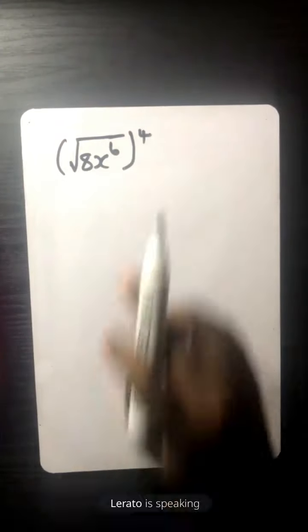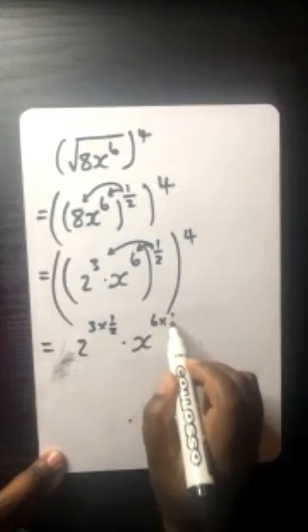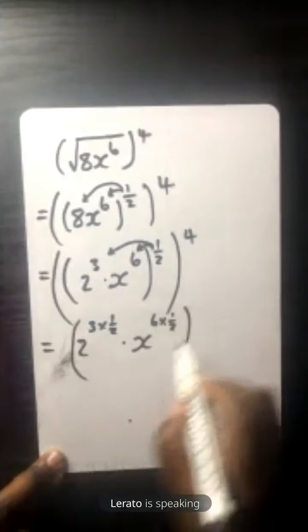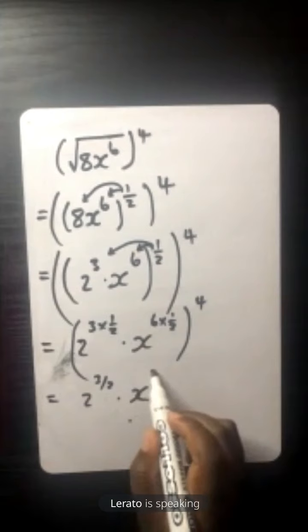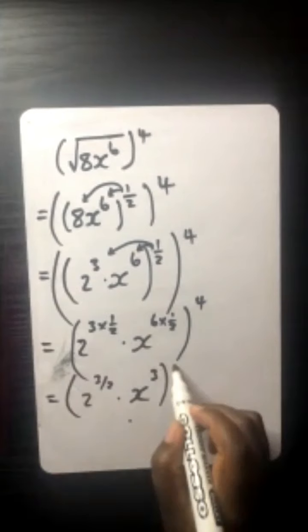So you multiply the exponents, you multiply that, you multiply this, which means you've got 2 as the base, 2 to the exponent 3 multiplied by 1 over 2, multiplied by x to the exponent 6 multiplied by 1 over 2. Remember, you still have that 4 over there. So this is 2 to the exponent 3 over 2 multiplied by x to the exponent 3. Remember, you still have that 4.